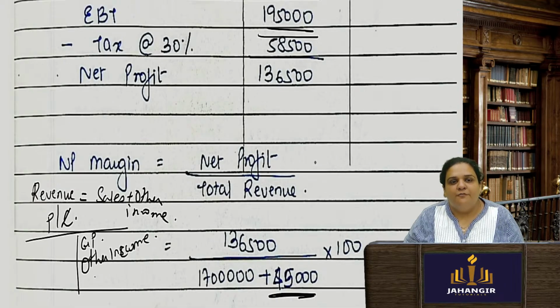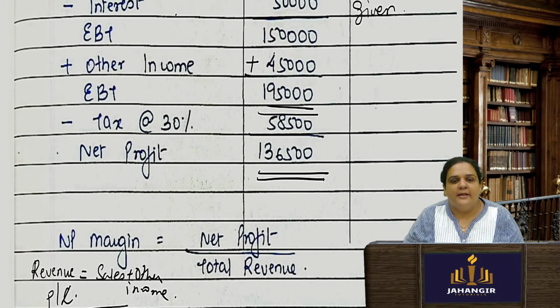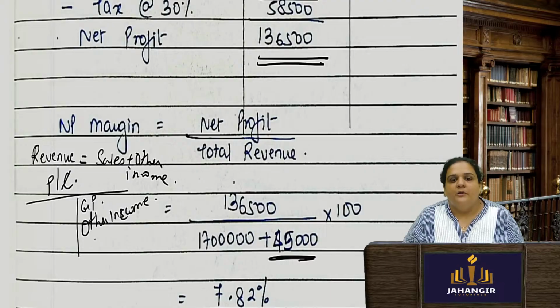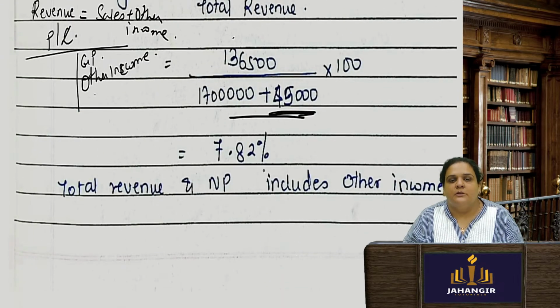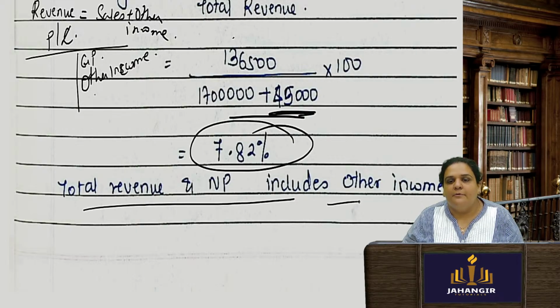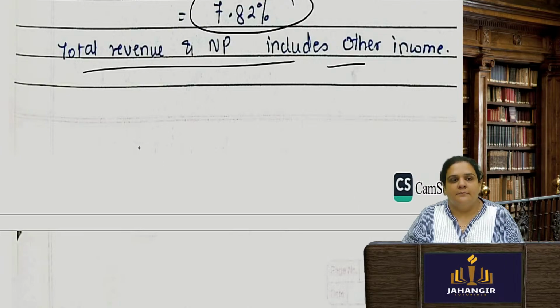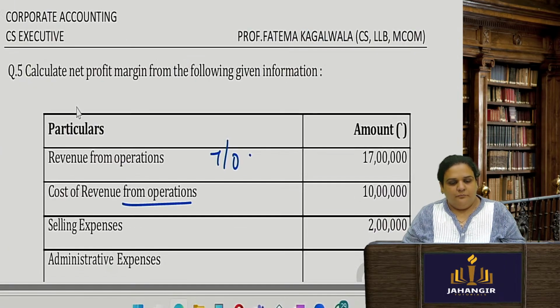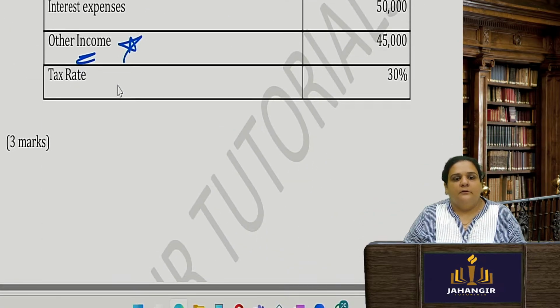So net profit is 1,36,500 after tax, upon total revenue, which will be 17 lakhs plus 45,000. Okay, so 7.82%. Total revenue, and not just net profit, includes other income. This is given in your guideline answers with the note. Okay. Next.